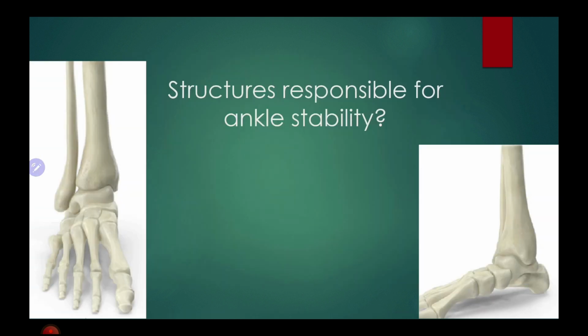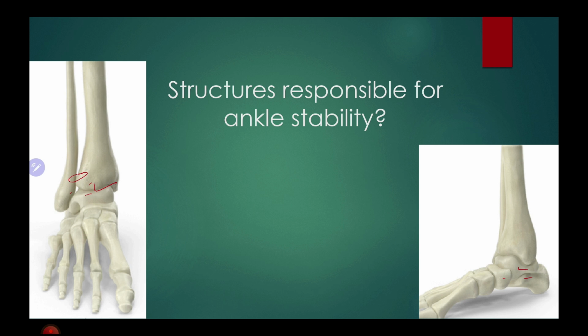So what are the structures which are responsible for ankle stability? The ankle complex comprises three articulations. First is the tibiotalar articulation, between the talus and the tibia and fibula. Then we have the subtalar articulation, where the talus articulates with the calcaneum and navicular bone. And then we have the inferior tibiofibular joint. All these three major joints are responsible for the stability of the ankle joint.